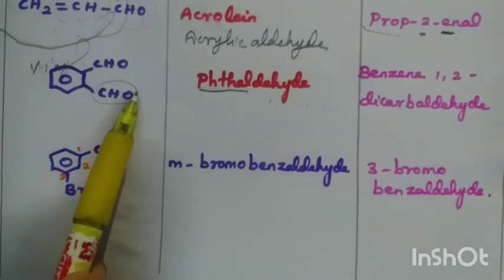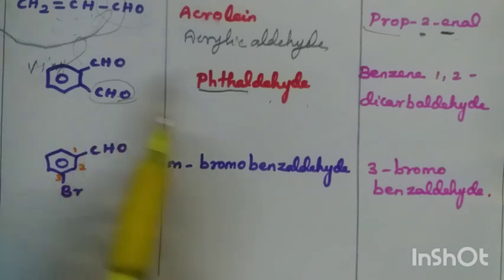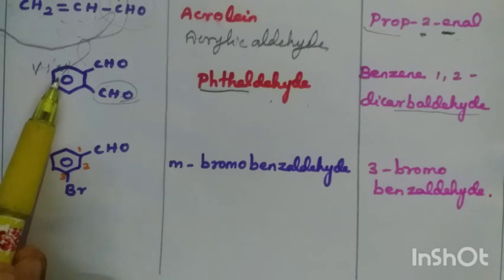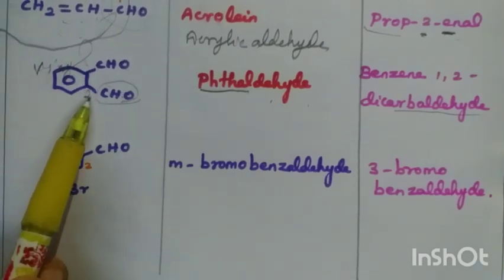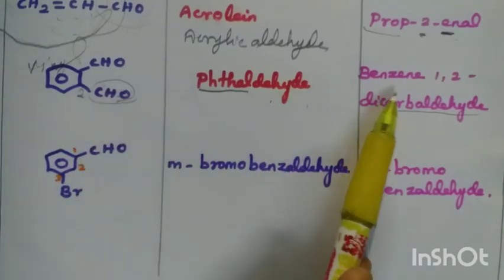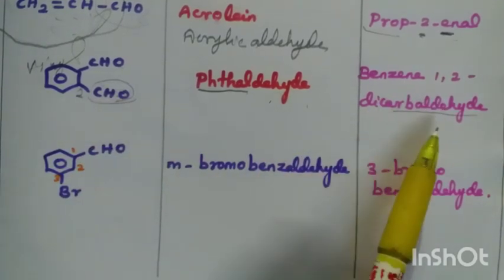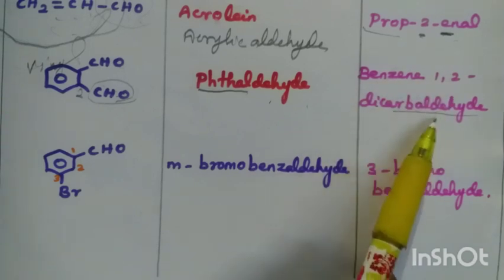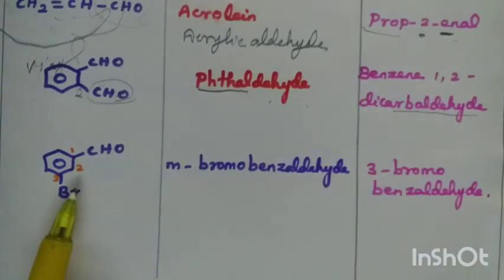How to write the IUPAC name? When aldehyde is a substituent, it is called carbaldehyde, no? So 2 carbaldehyde groups are attached to the benzene ring at the 1, 2 positions. So benzene-1,2-dicarbaldehyde. And the next is a benzene ring.